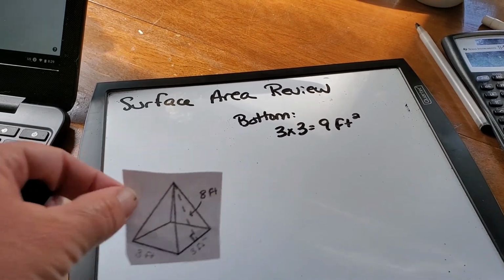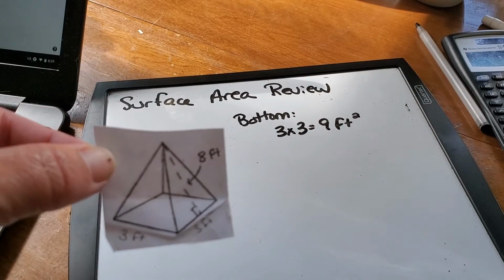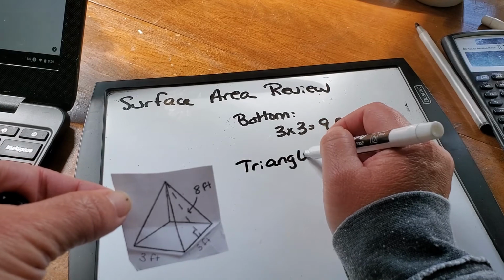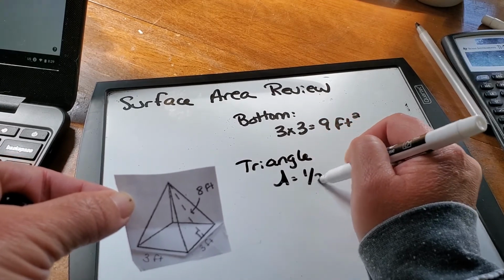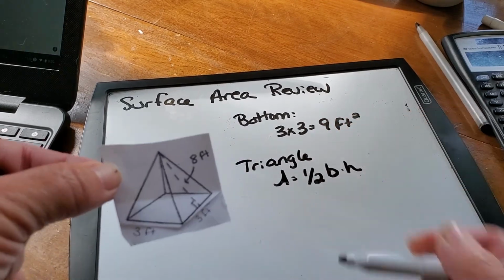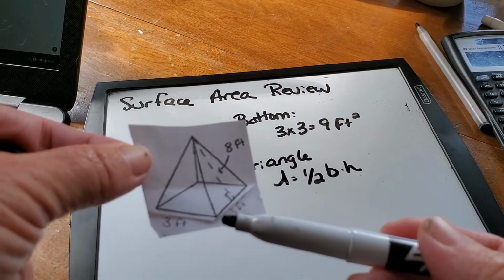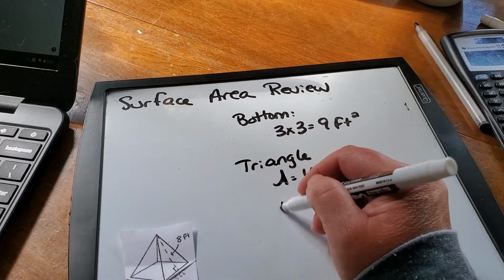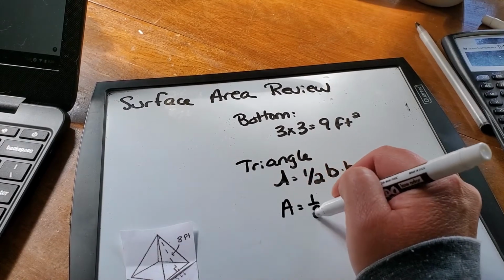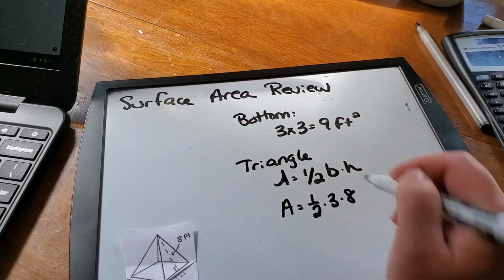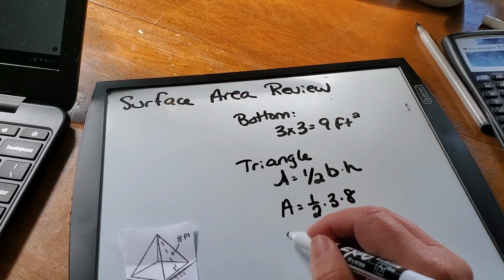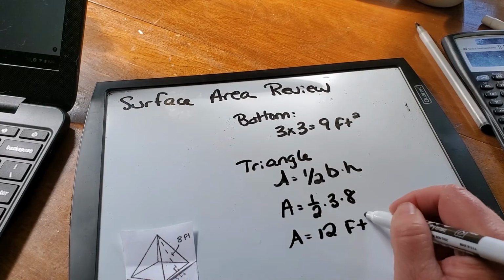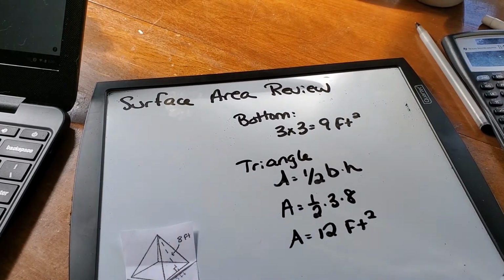Now, to find the area of each triangle, we're going to have to do half the base times the height. Well, the base of each triangle is 3. The height of each triangle is 8. So to find the area of each triangle, I have to do half of 3 times 8. Well, 3 times 8 is 24. Half of 24 is 12. Each of those triangles has an area of 12 square feet.